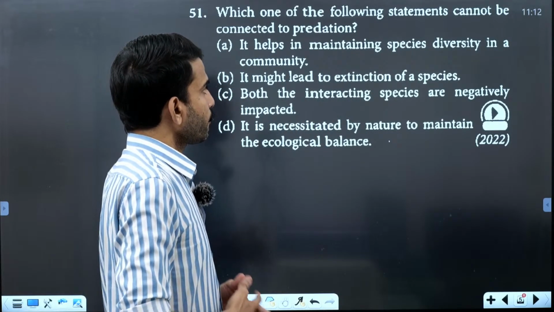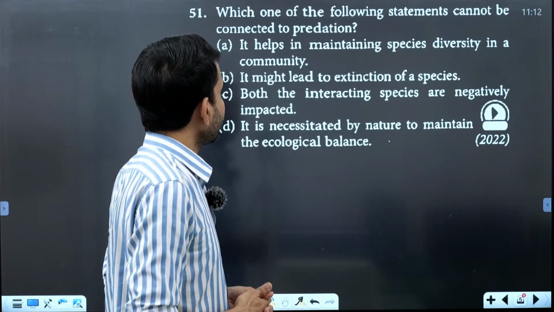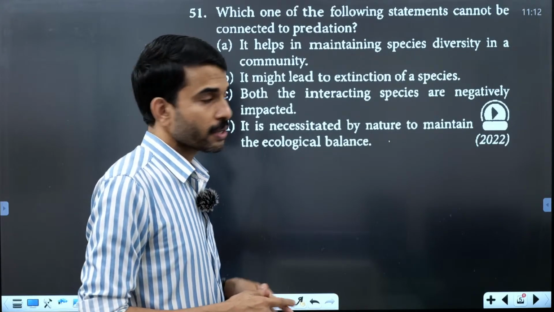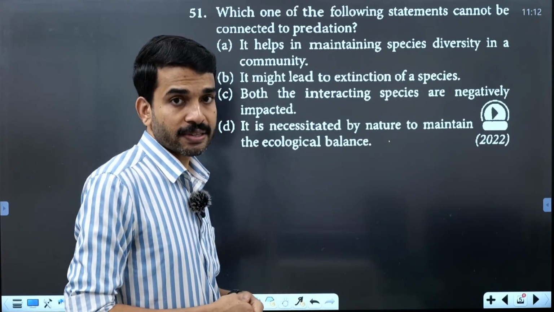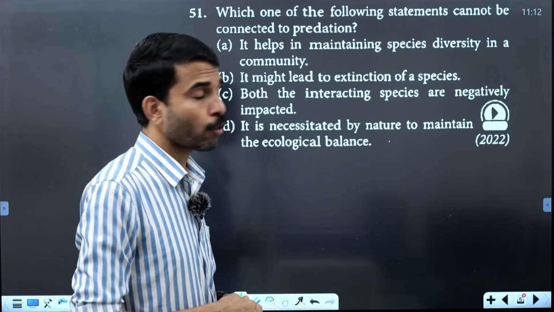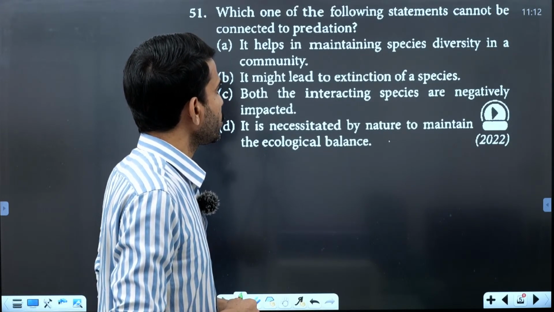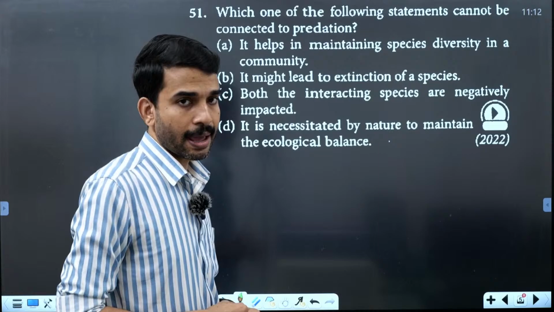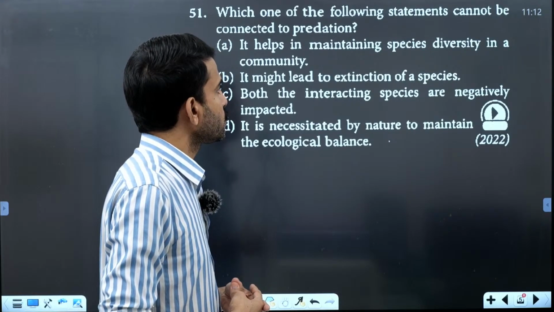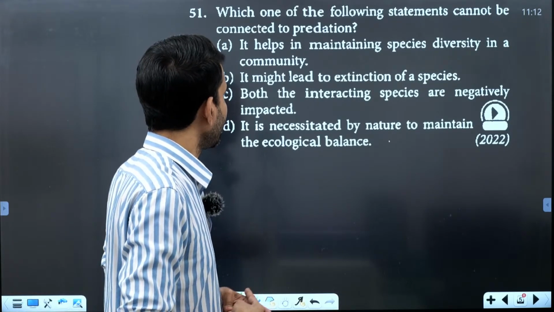Which one of the following statements cannot be connected to predation? So what is wrong about predation? That's the question here. First one, it helps in maintaining species diversity in a community.